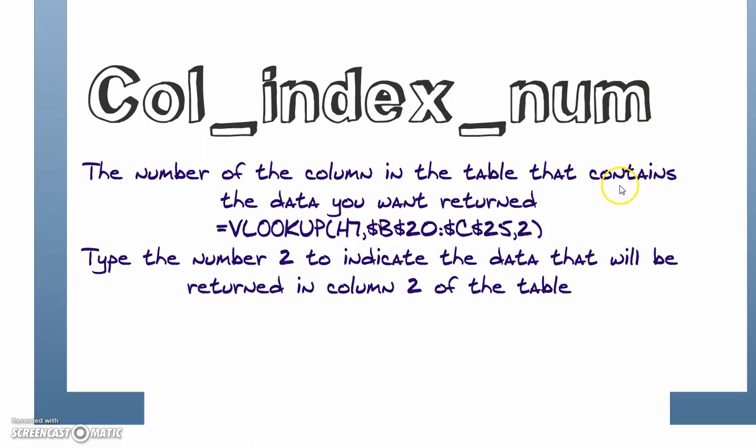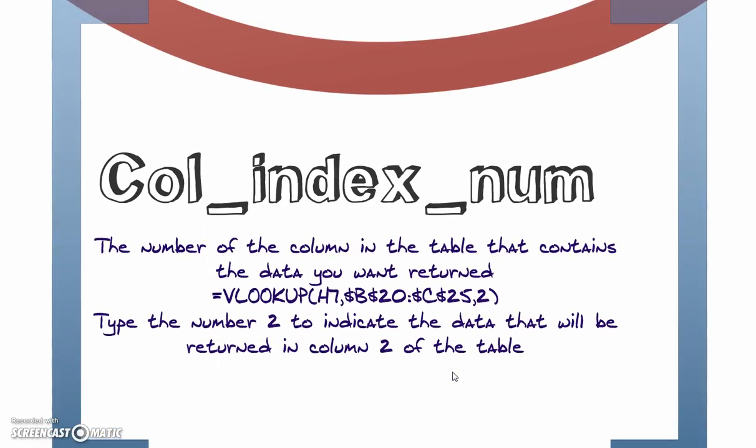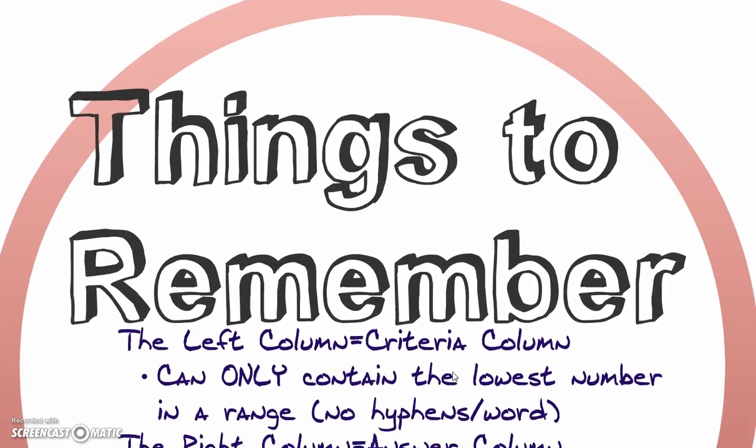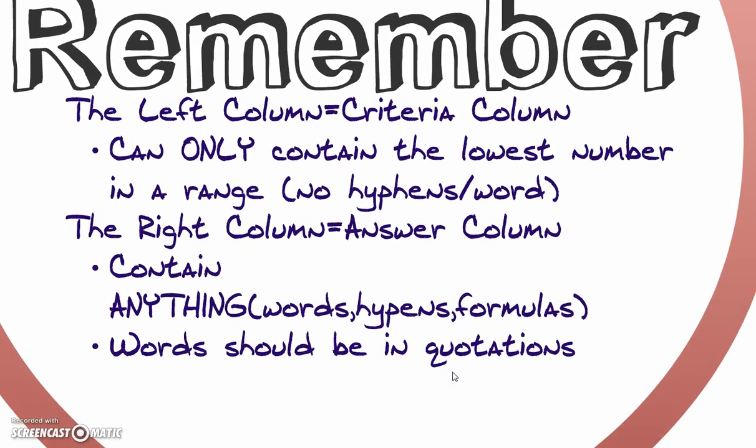All right, well, hopefully that wasn't too confusing. I know this is one of the more challenging ones. So the next thing we're going to be doing is looking at an example together. So if you got a little bit confused, don't worry. But things to remember: your left column is the criteria column, can only contain the lowest number in the range, no hyphens or words. One thing that's not on here again is that it has to be in ascending order. The right column is the answer column. It can contain anything, and words should be in quotations.